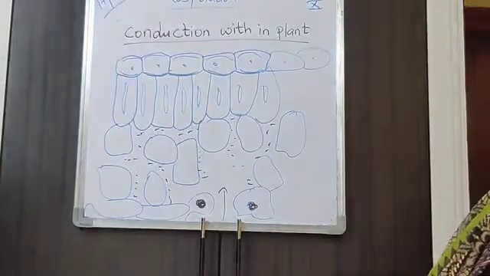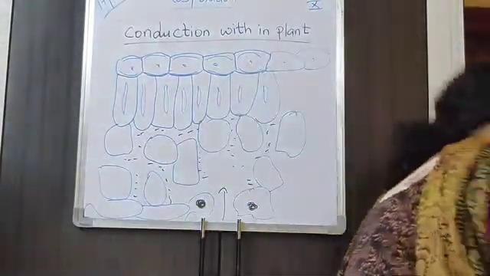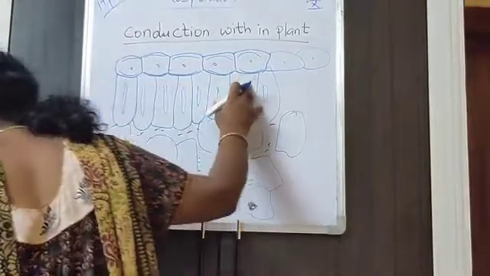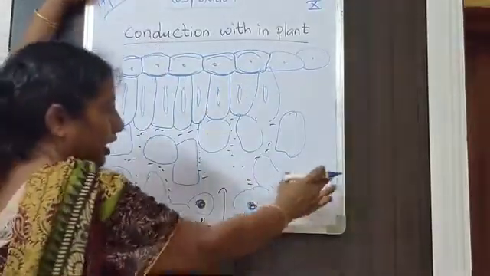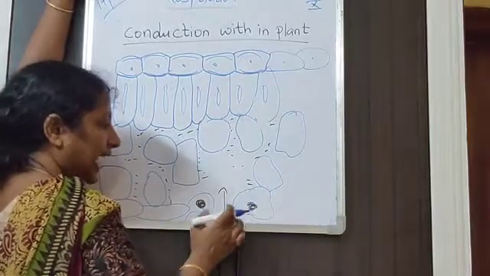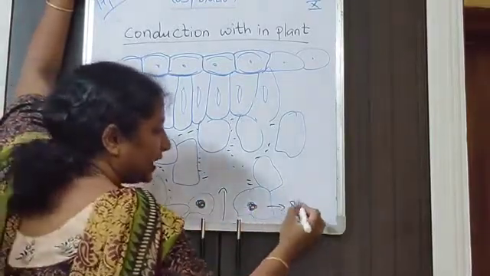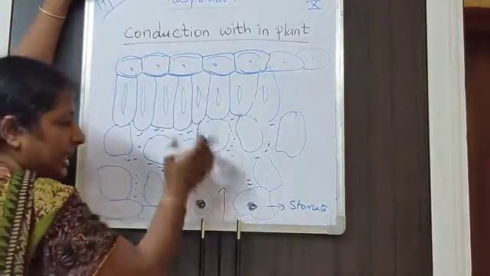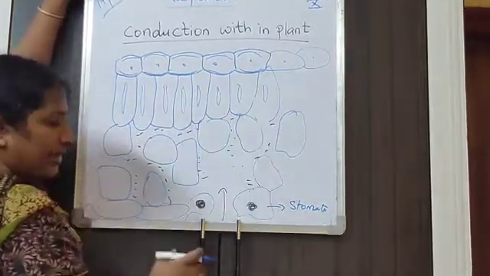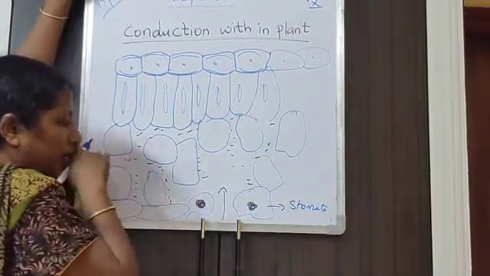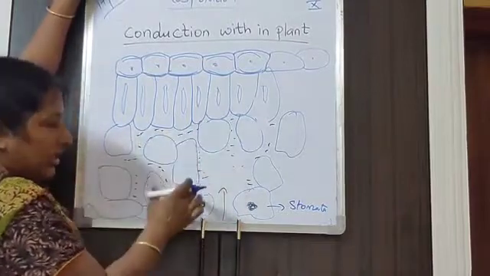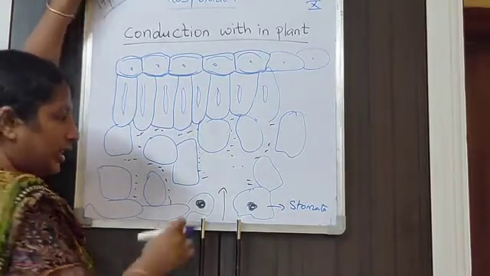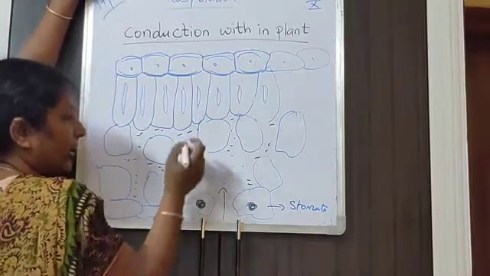So the air gets dissolved in the water. So from the atmosphere outside, the air enters through stomata. This is our stomata. The stomata leads to the cells. Inside cells there are some spaces. In between the cells there will be some spaces. So these spaces are occupied with air. Okay, the spaces are occupied by air. Clear? So now the spaces are occupied by the air.